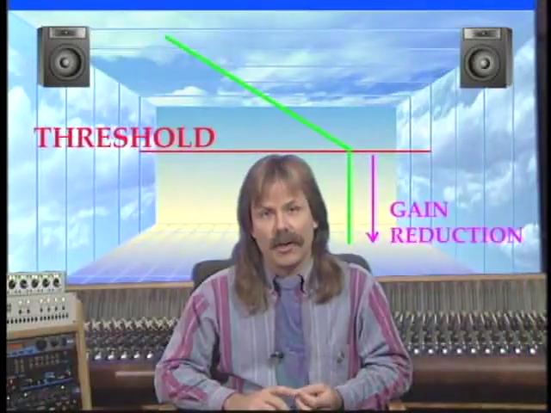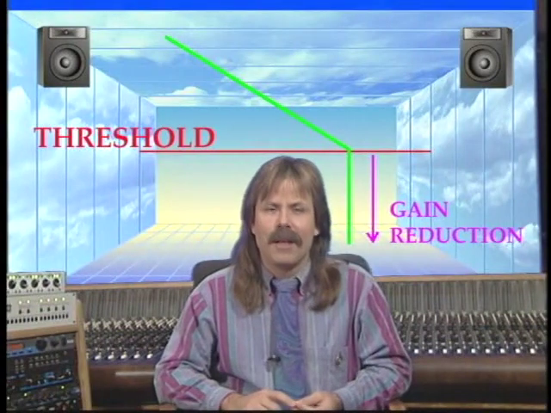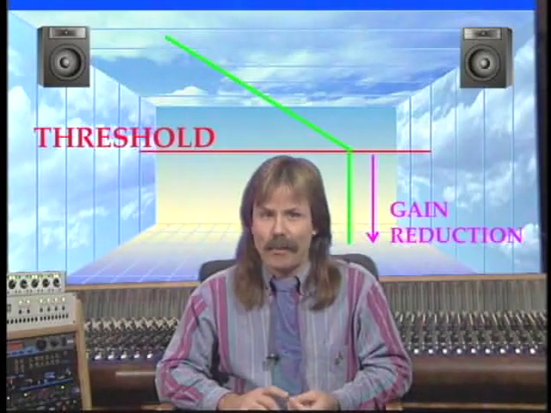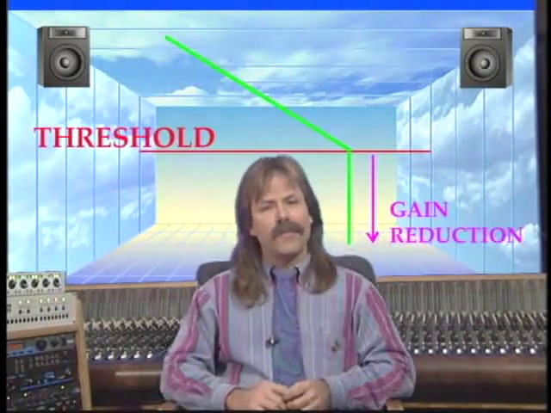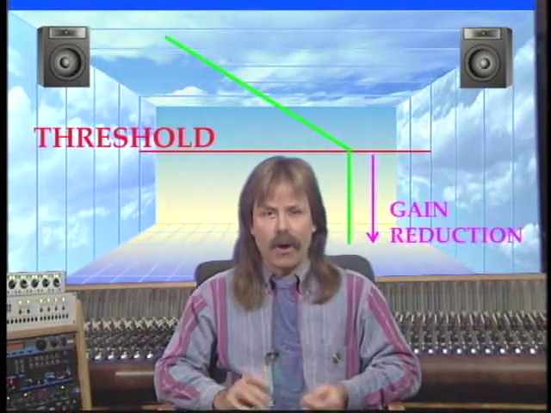Like compressor limiters, the function of a noise gate is to turn the volume down. Therefore, compressor limiters and noise gates are often packaged together in one box. The difference is that noise gates turn the volume down when the volume falls below the threshold.